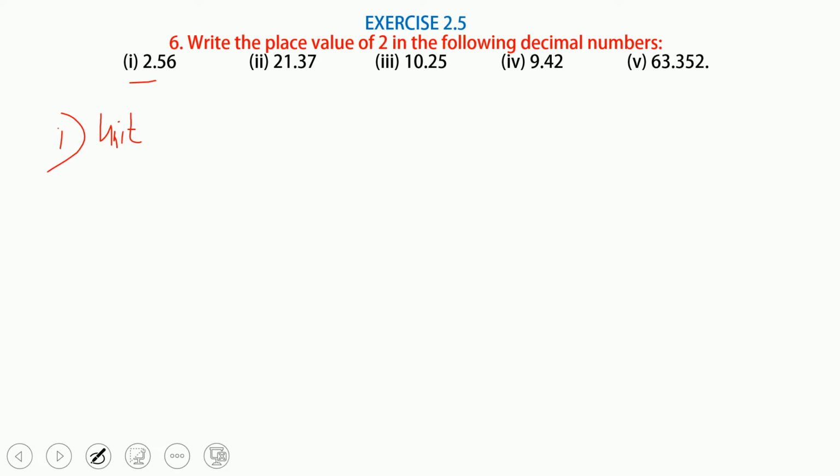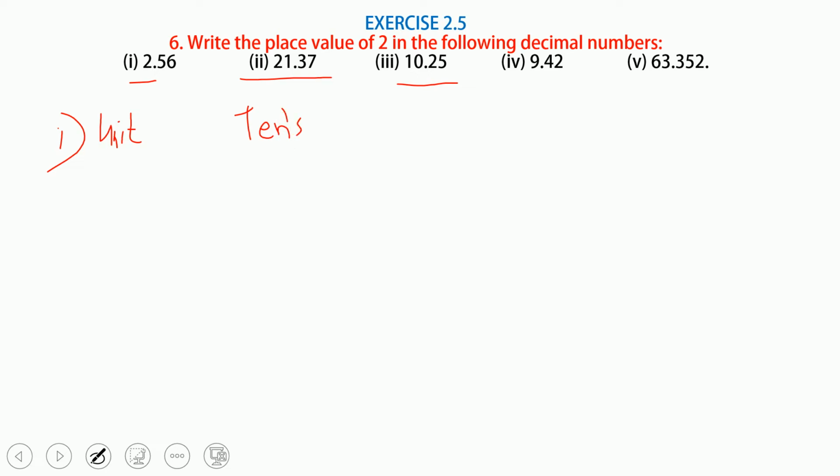Now in the second case, what is it? It is the tenth place. And here it is units. Look here. Now here, one thing: this is of tens. While writing, it is the tens place, correct?